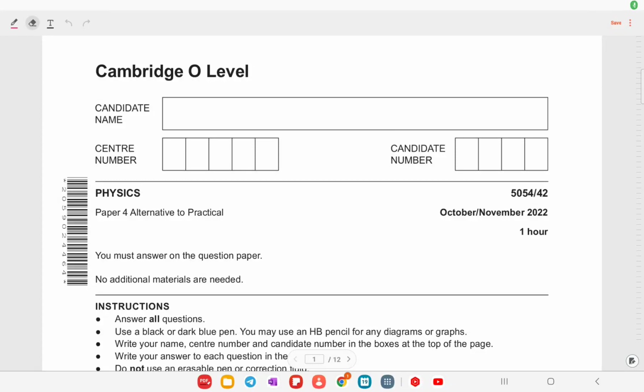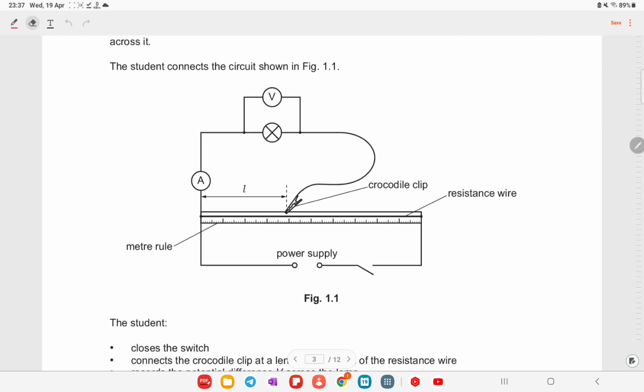Going to start off with Cambridge O-Level Physics, alternative to practical, which is paper 4, and its variant is 5054/42. And we are going to solve the October-November 2022 paper. So let's start off with question number 1.